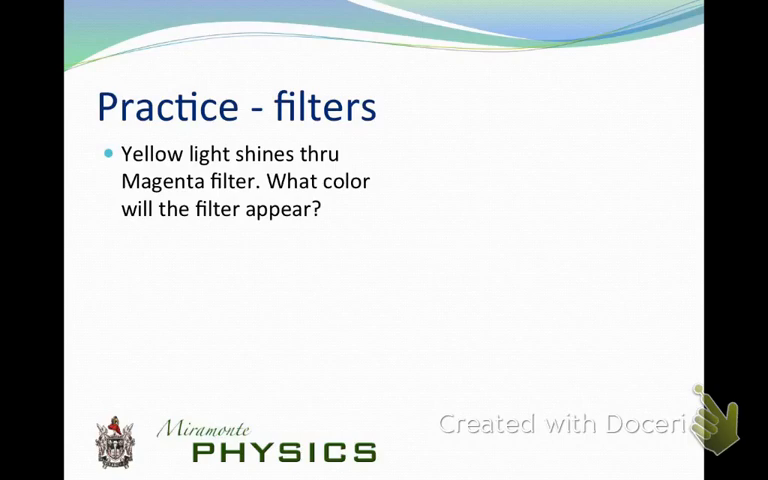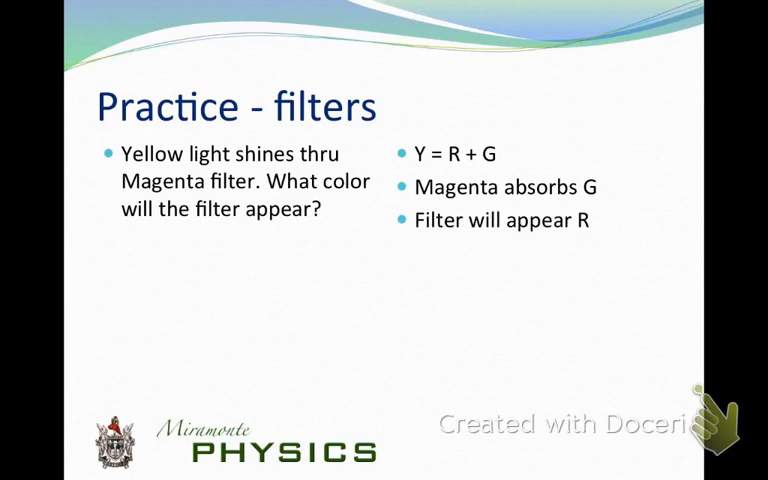So I'm shining red and green through a magenta filter. So what gets through? Red. Yeah. Good. Yellow is red and green. Magenta absorbs the green, so the filter's going to appear red. Okay?